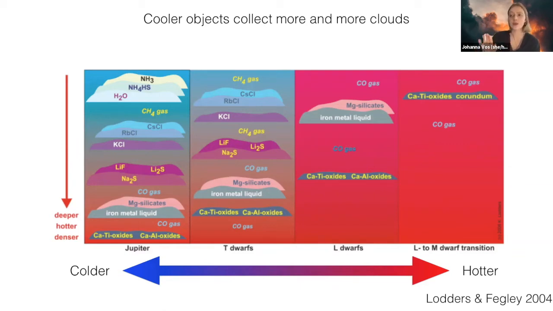So by the time you get to temperatures like we see on Jupiter, all of these clouds of corundum and iron and potassium sulfide, they're still there. They're just really, really deep in the atmosphere where you can't see them, with the ammonia on top.